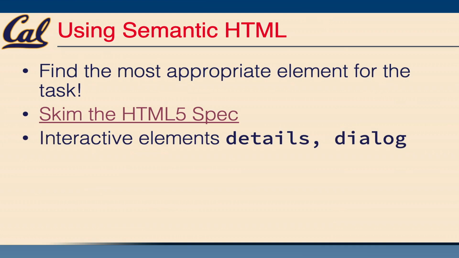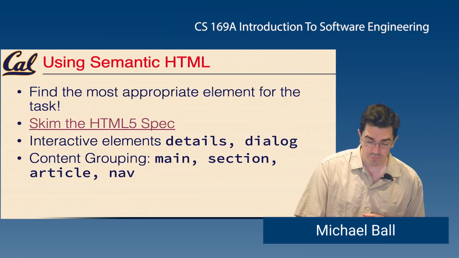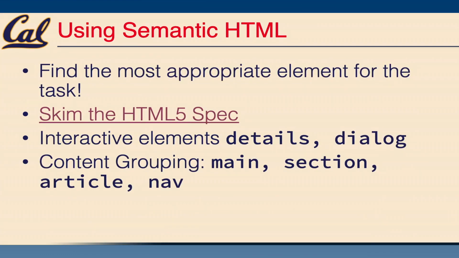HTML includes new interactive elements like details and dialog, which allow you to expand and collapse content natively or to hide and show certain regions that provide built-in functionalities for working with assistive technology. There are also tags like main, section, article, or nav, which give the browser specific meaning about the purpose of that content. So the main element is really meant to be just the main section of the page. And why is this useful?